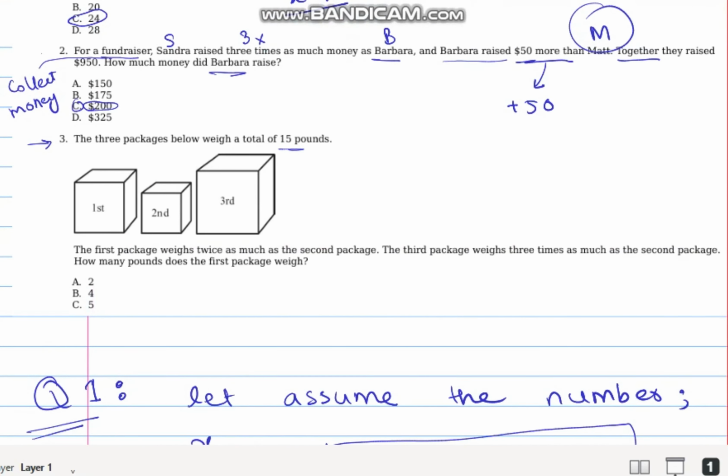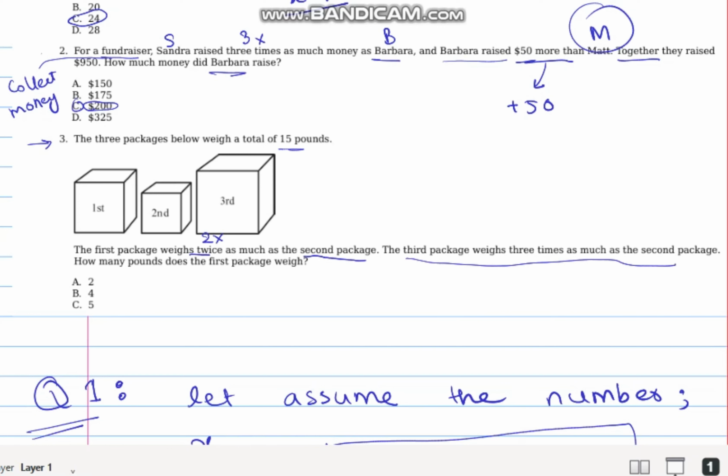The first package weighs twice as much as the second package. Again, twice means two times, so the two will be in multiplication with the second package. The third package weighs three times as much as the second package.